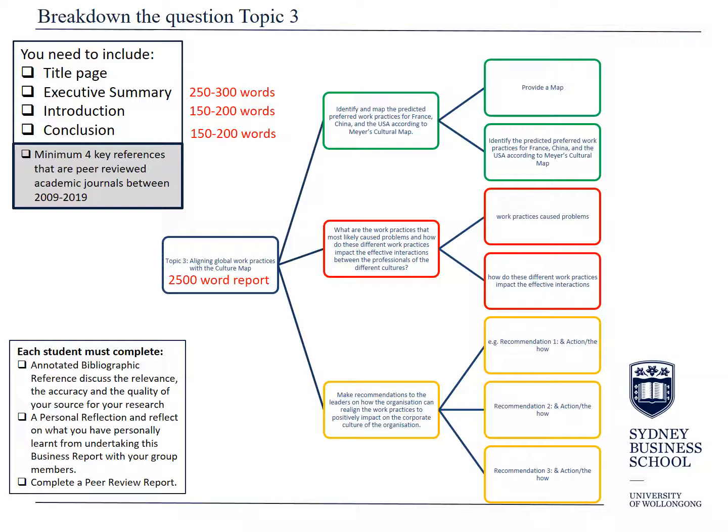So the first section, when we're identifying and mapping, I'm giving myself roughly 700 words to answer that section. When we're providing a bit more analysis, when we're identifying the problems and explaining how this could impact the organisation, I'm giving about 750 words. And when I'm making recommendations and explaining how these recommendations are going to solve some of these issues, I'm giving myself about 500 words.